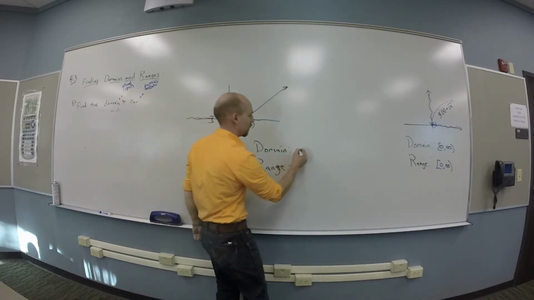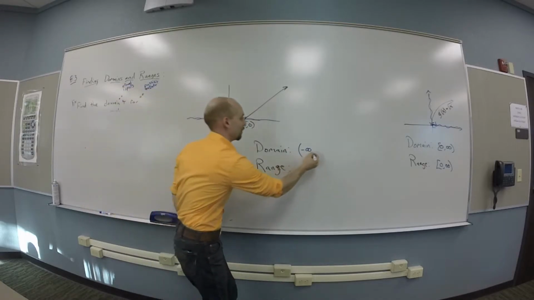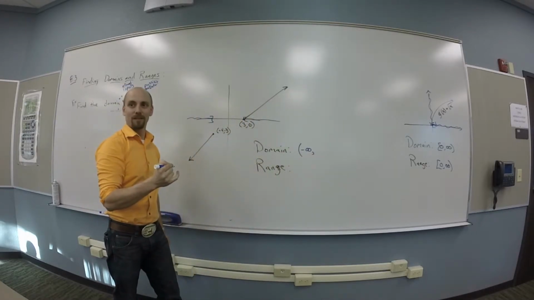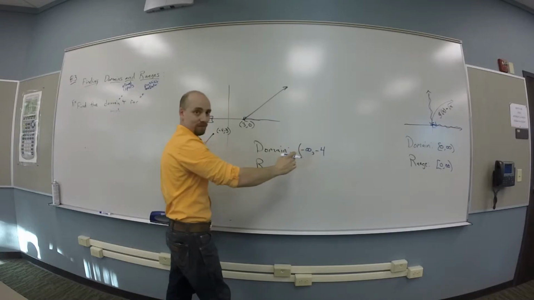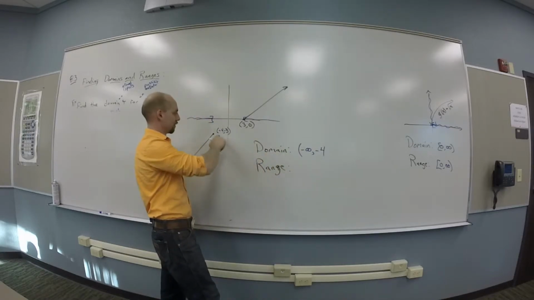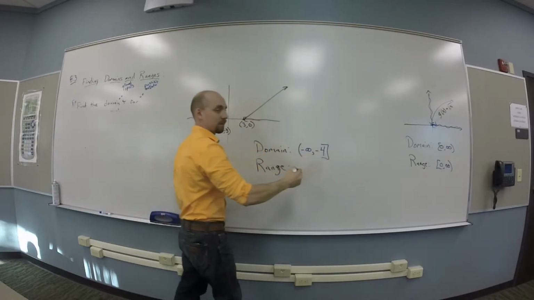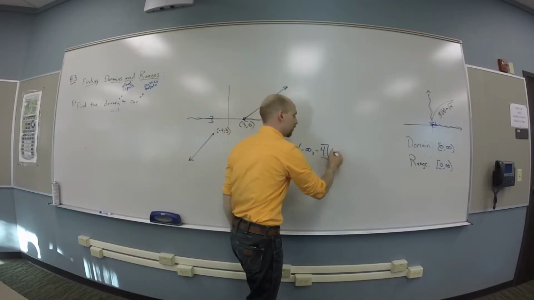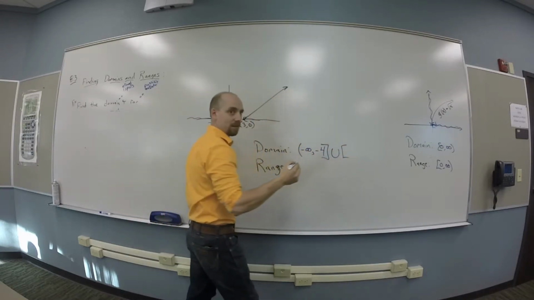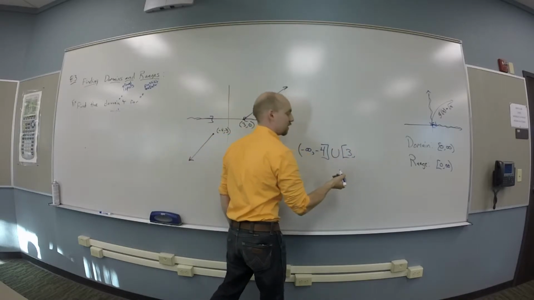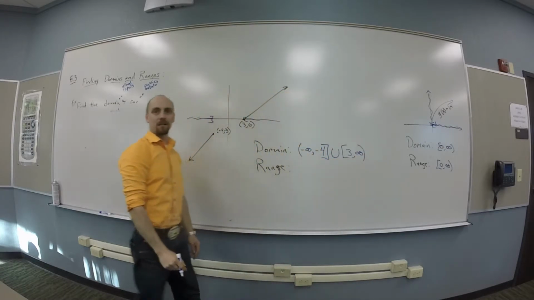Open parenthesis, negative infinity, comma, keep going, negative 4, close bracket. Positive or negative? Negative. That's the x value here, right? Close bracket. And then I want to stick two intervals together, so I need a union. Then 3, comma, infinity, and then open parenthesis. Yes. You guys see this?